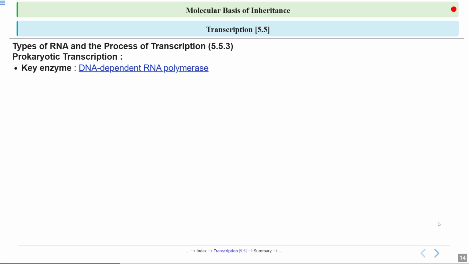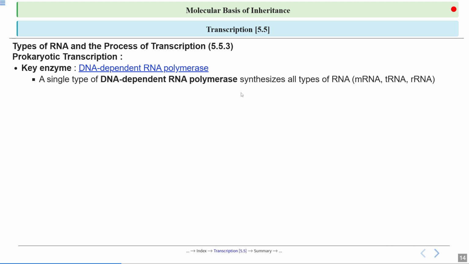The key enzyme responsible for transcription in prokaryotes is DNA dependent RNA polymerase. A single type of DNA dependent RNA polymerase synthesizes all types of RNA, that is mRNA, tRNA and rRNA. Every RNA is going to be synthesized by DNA dependent RNA polymerase only.